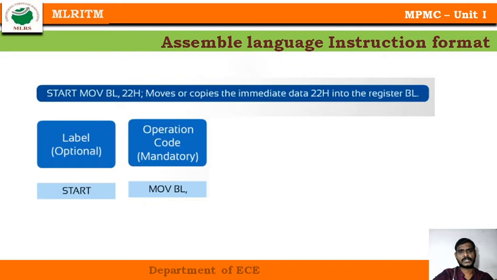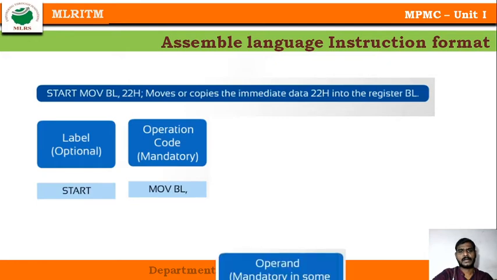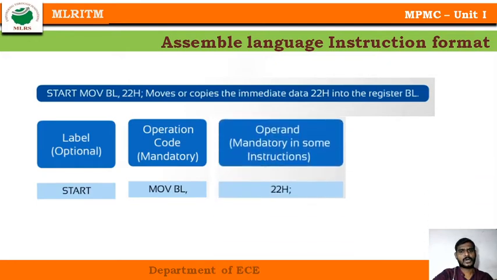Suppose in the above example, MOV BL is the operation code, which means that this particular code is converted into a hexadecimal value, and from that into a binary value, so that the processor can understand what it has to do. The other thing is the operand, which means that 22H is an operand there. This operand is also mandatory for some instructions, and for some instructions it is not required.